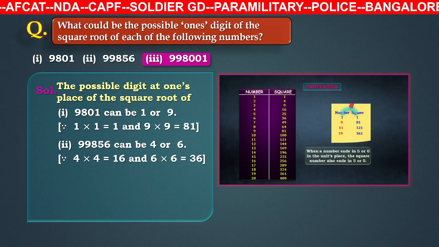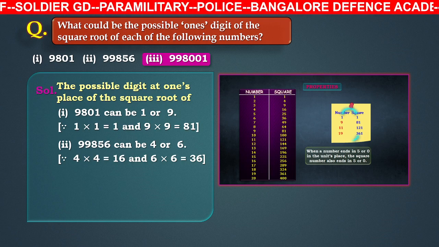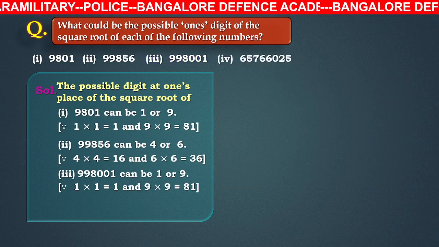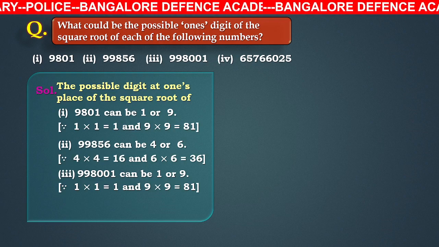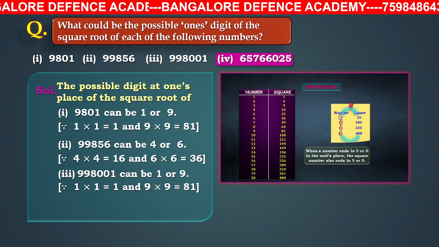In the same way, once again, this is 998001. So once again, the answer is 1 and 9. Okay, and now look at this last number here. You have 25. So if you see the last number as 25, directly the answer will be 5. Okay, so this is the answer.